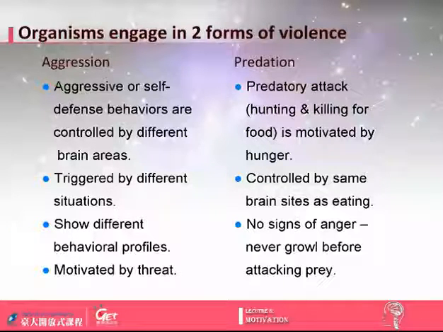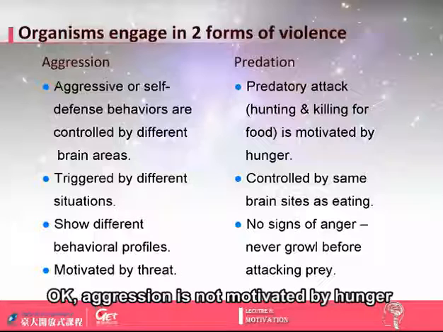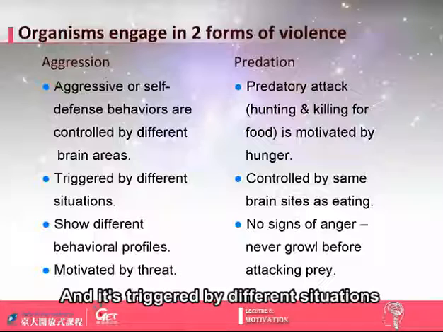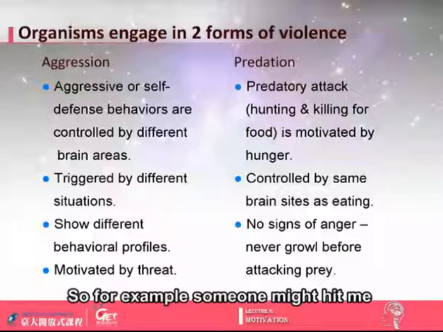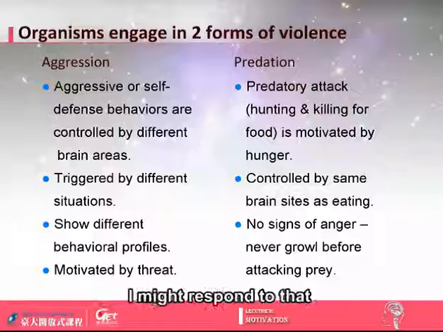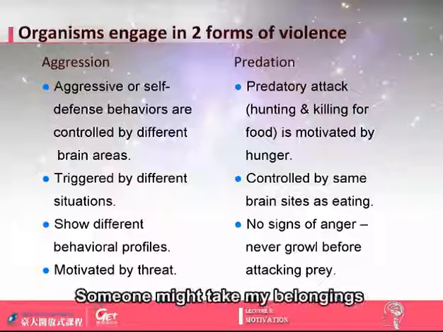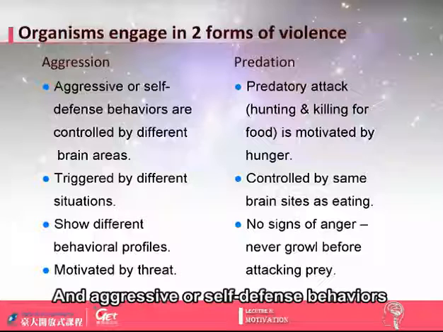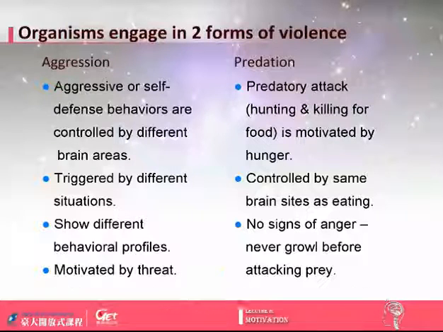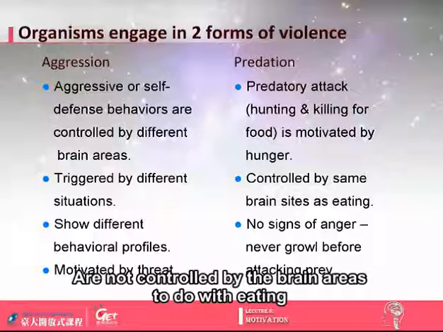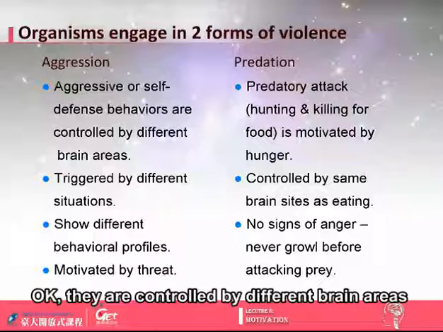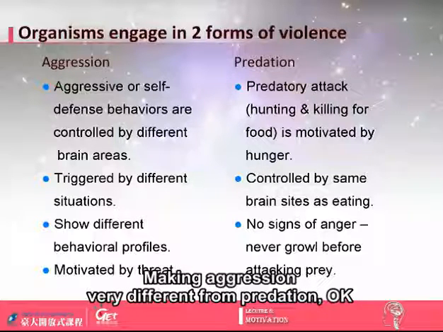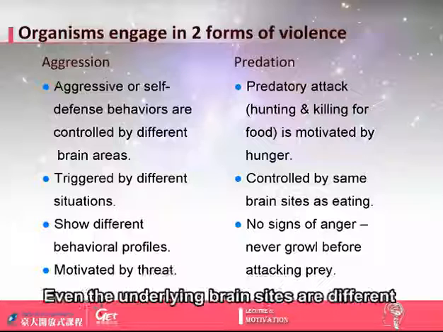Now, aggression, on the other hand, is motivated by threat. Aggression is not motivated by hunger. And it's triggered by different situations. So, for example, someone might hit me. I might respond to that. Someone might take my belongings. I might respond to that aggressively. And aggressive or self-defense behaviors are not controlled by the brain areas to do with eating. They are controlled by different brain areas, making aggression very different from predation. Even the underlying brain sites are different.